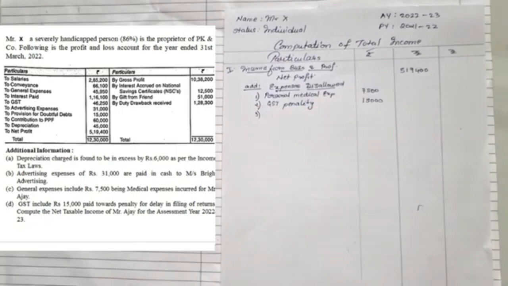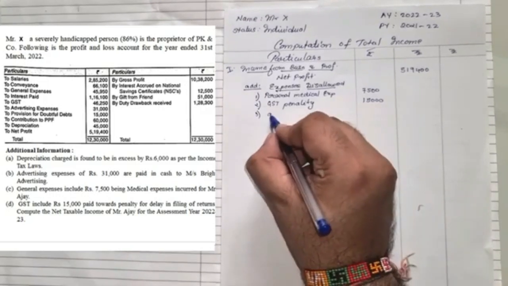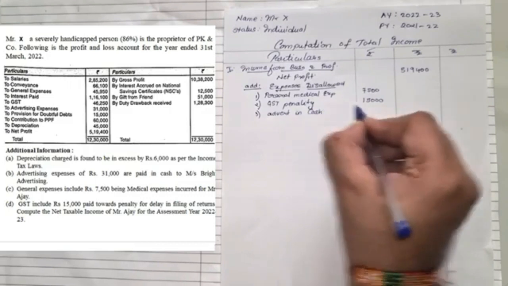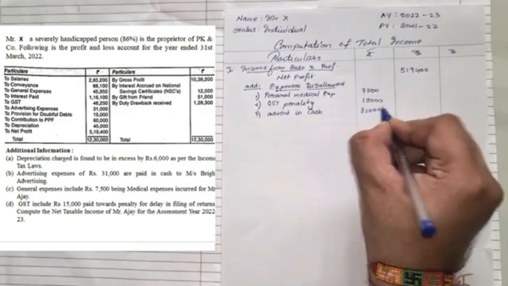Next we have advertisement. Advertisement is a normal business expense, but they are giving you an adjustment that advertisement expenses of 31,000 are paid in cash. Now the rule is up to 10,000 if you're making payment in cash it's allowed, but above 10,000 if you're making any payment in cash it is completely disallowed. So I'll write here advertisement in cash fully disallowed, 31,000.